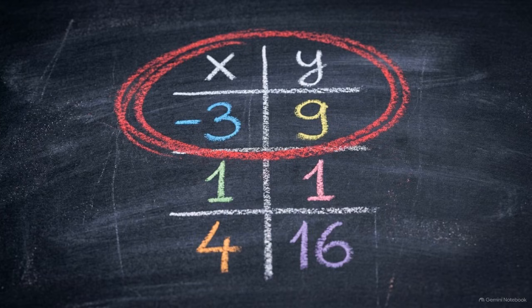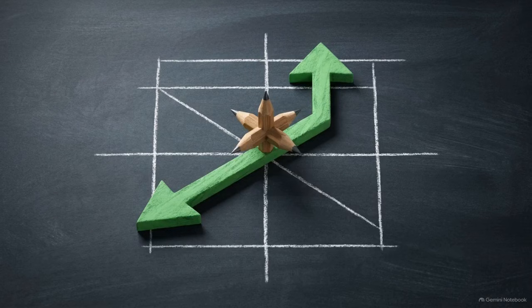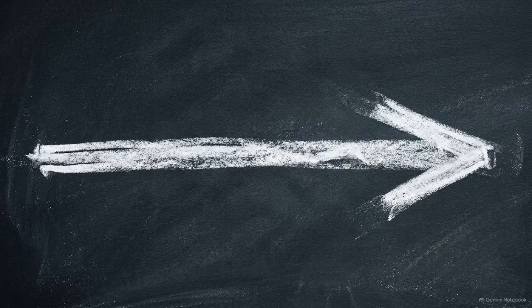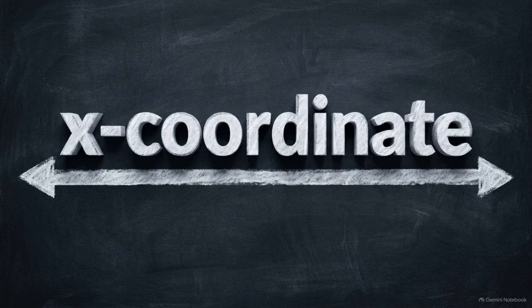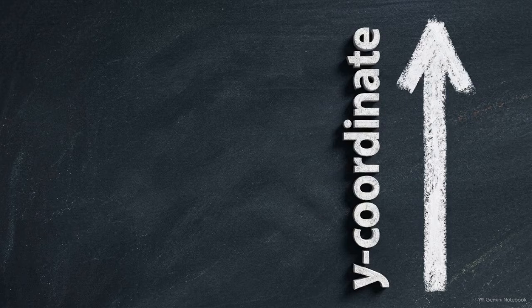These pairs act as our coordinates. Without this data, we have no way to mark our positions on the grid. To plot these, always move horizontally along the x-axis first, then vertically along the y-axis. These movements have mathematical names. The x move is the abscissa, and the y move is the ordinate.